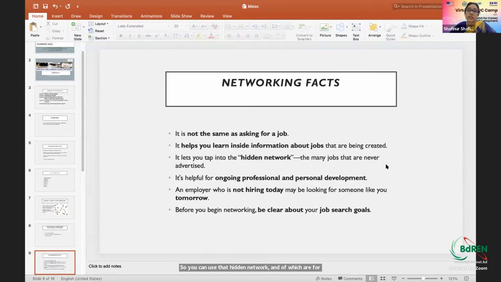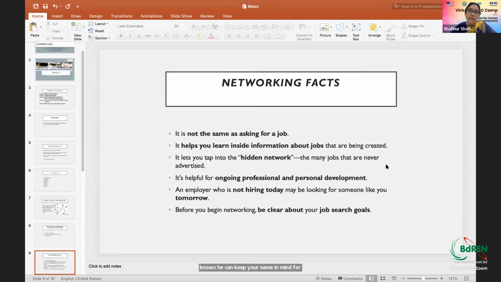It's also helpful for ongoing professional and personal development. For example, if BELTA organizes any professional course or training, through your network you can get that training, and that helps you with professional or personal development. And maybe the employer is not hiring today, but who knows, he can keep your name in mind for tomorrow.